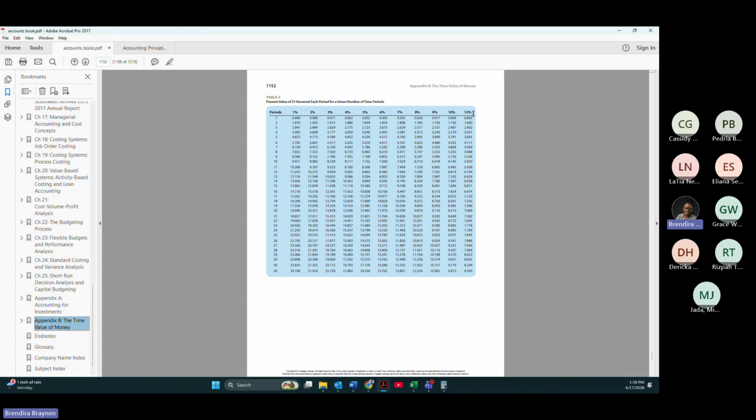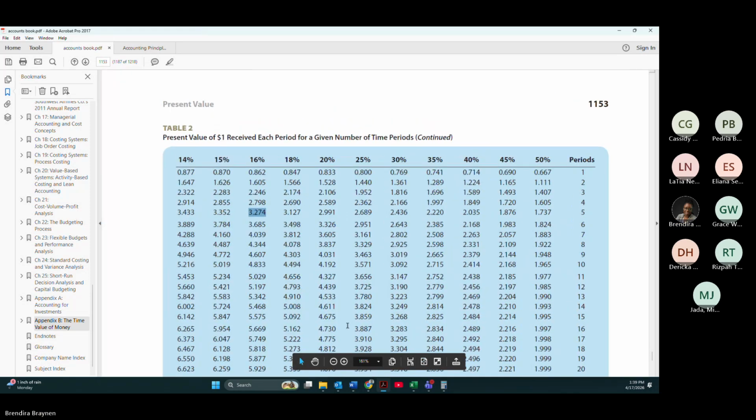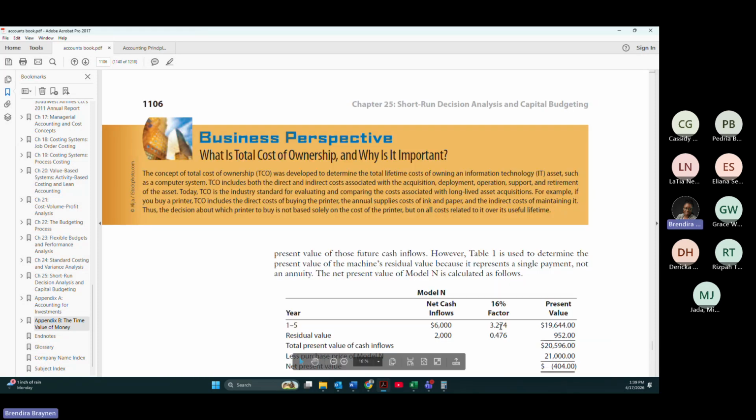So I'm looking for 16%. On the next page, 16%. And then 5, where 16 and 5 intersect right here, 3.274. Let me make it bigger. So where 5 is the period, and we go over to underneath the 16 column, 3.274. And so they would have used that 3.274 as the factor that they multiply the annual cash amount of 6,000 by to get this present value.